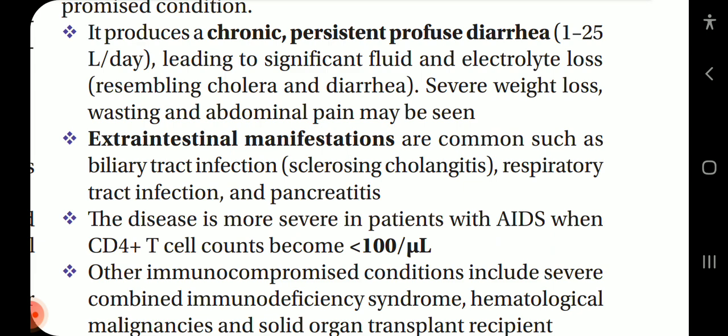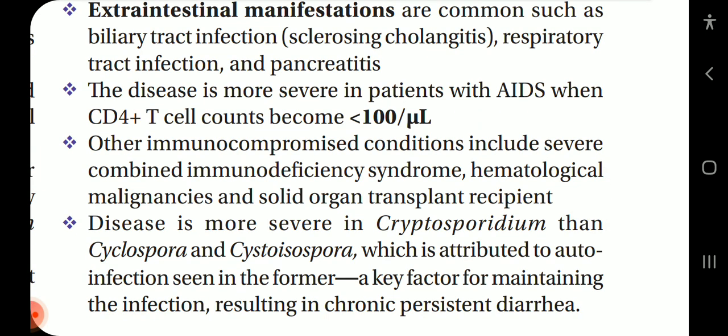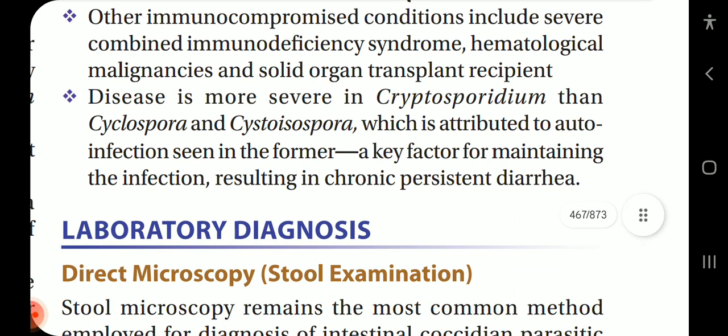Extraintestinal manifestations are common, such as biliary tract infection, sclerosing cholangitis, respiratory tract infection and pancreatitis. The disease is more severe in patients with AIDS when CD4 plus T cell counts become less than 100 per microliter. Other immunocompromised conditions include severe combined immunodeficiency syndrome, hematological malignancies and solid organ transplant recipients. Disease is more severe in Cryptosporidium than Cyclospora and Cystoisospora, which is attributed to autoinfection seen in the former, a key factor for maintaining the infection, resulting in chronic persistent diarrhea.